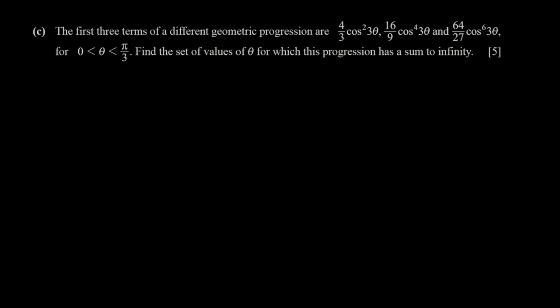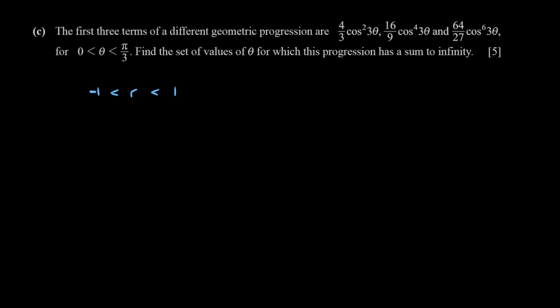Okay, here we are in part C of this question. So we have a different geometric progression here, and we're told that theta is between 0 and pi/3. We want to find the set of values for theta for which this progression has a sum to infinity. Now, I think the key thing here is understanding the condition for a sum to infinity. For a sum to infinity, the common ratio needs to be between -1 and +1.